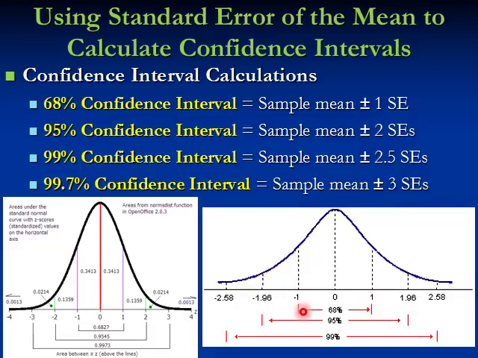Here is our familiar normal curve showing our confidence intervals. 68% is going to be sample mean plus or minus 1 standard error. To get a 95% confidence interval, it's going to be sample mean plus or minus 2 standard errors. 99% confidence interval, sample mean plus or minus 2.5 standard errors. And then if we go all the way up to 3 standard errors, remember we get that 99.7% confidence interval, which is shown in this left-hand diagram there. Okay, that's the end of this video lecture.